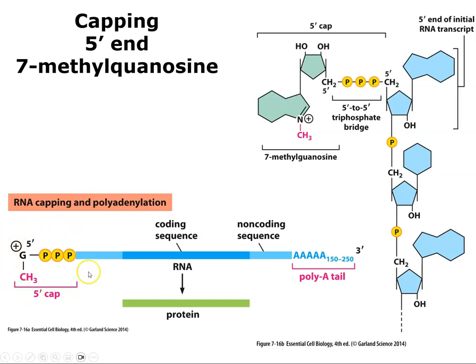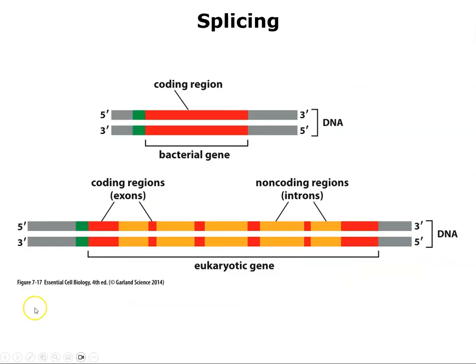So here you can see the cap is going to happen. Then we have different coding and non-coding sequences, and then the polyadenylation. So we have to have cap, polyadenylation, and then we're also doing splicing for the mRNA to get out of the nucleus. After capping, the next processing event that happens is a splicing event.